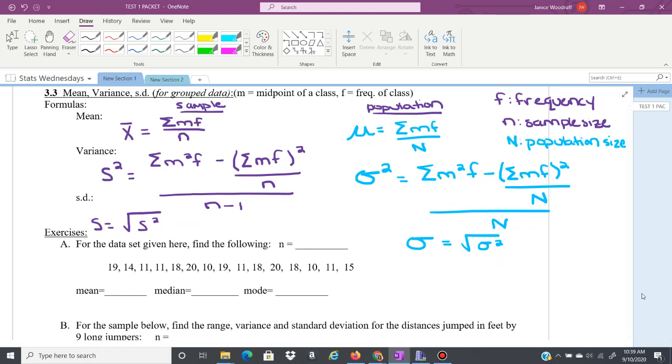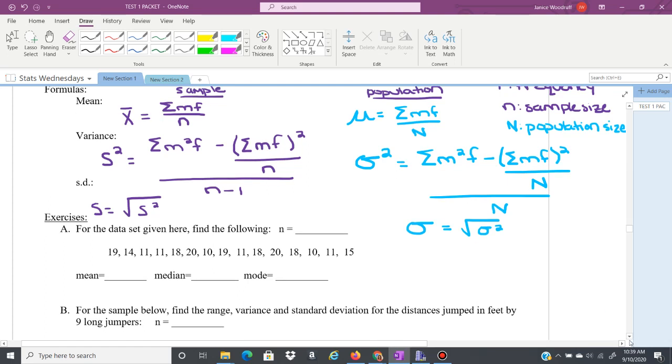All right, so what we're going to do is some exercises with these. For the data set given here, find the following. n, so n is going to be your sample size. It's a lowercase n, so they are telling us in this case that this is a sample, just in case we need that. If it were a capital N, they'd be telling us it's a population.